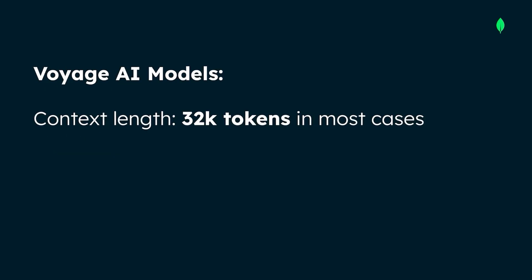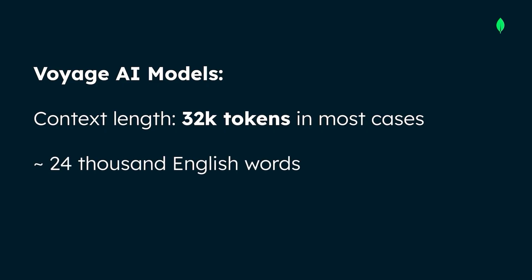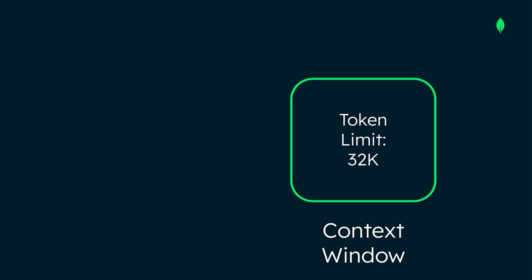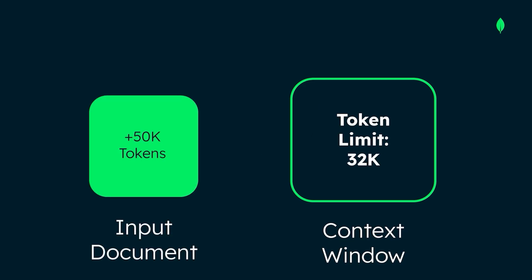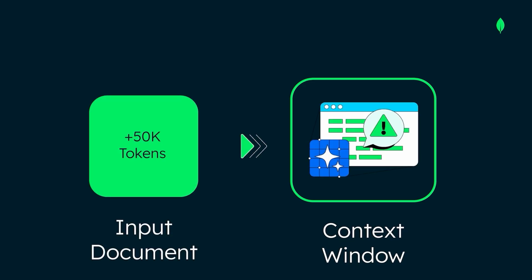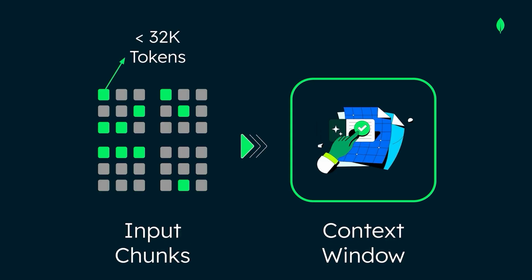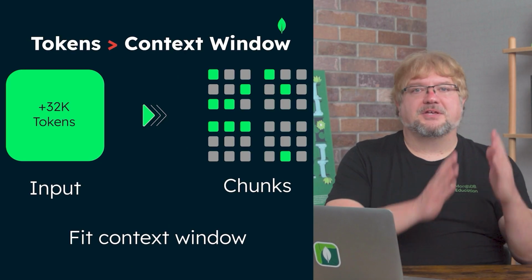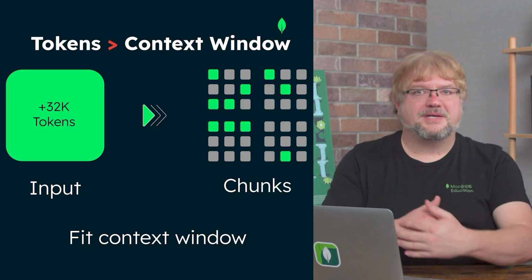For most of Voyage AI's current models, the context length is 32,000 tokens, which is approximately 24,000 English words. That's more than enough for the vast majority of documents. Context length matters because if your documents are longer than your model's context window, you'll need to split them into smaller pieces, and that brings us to chunking. Chunking is the process of splitting a large document into smaller segments before embedding.